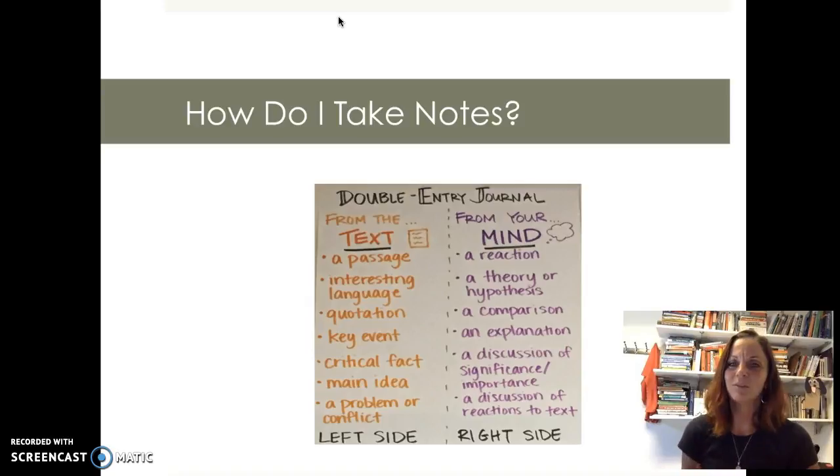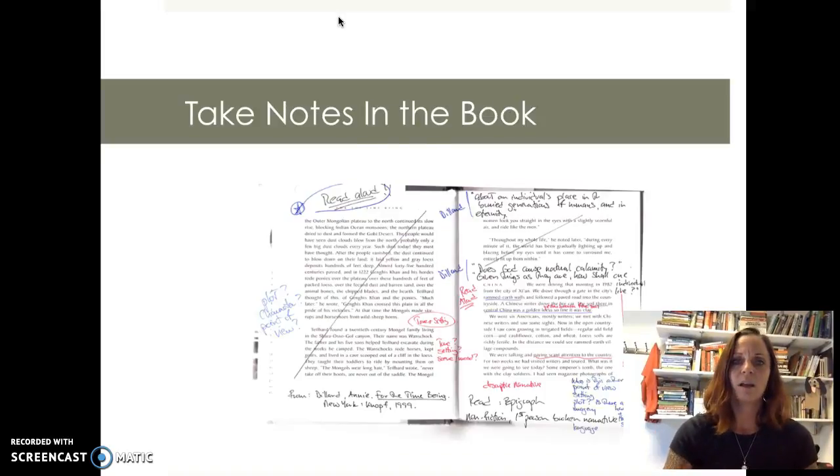So you might annotate different ways. Some people do a double entry journal like this one, where you have quotes from the text on the left and your ideas about them on the right. That's an option for you. You might write right in the book. I do a lot of this, where you make questions, you write notes, you underline things you're not sure about or you want to know more.